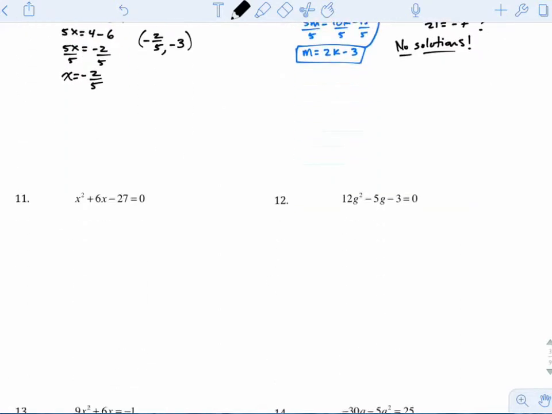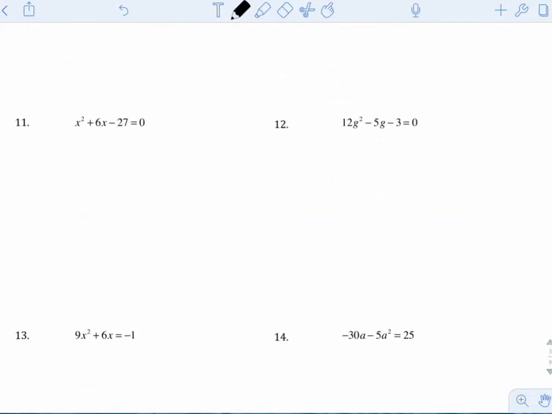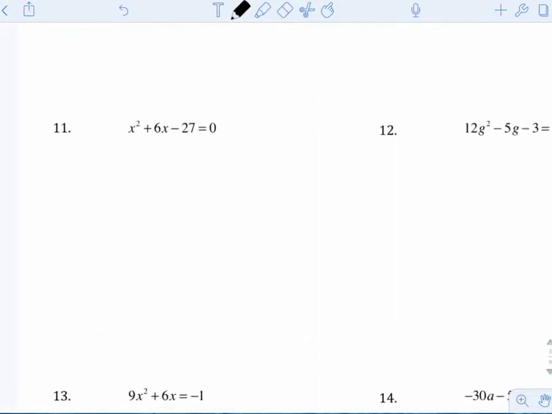Okay, now we're moving on to some polynomial equations. And in these, our strategy is going to be to factor, factor, factor, factor, and then use the zero product property in order to solve them. So we're kind of killing two birds with one stone here. We're going to practice our factoring skills and solving polynomial equations at the same time.